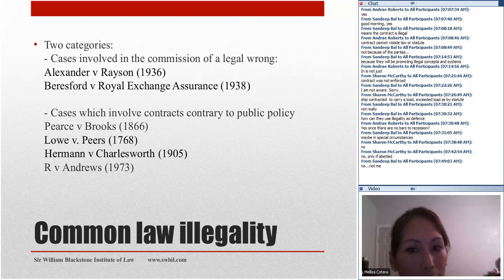Also, contracts that impose a restraint of trade can offend public policy. I'm not going to talk about this kind of contract here because there is a class for this. So I don't want to give you so much information about this type of contract now. We are going to talk about it in future lectures.